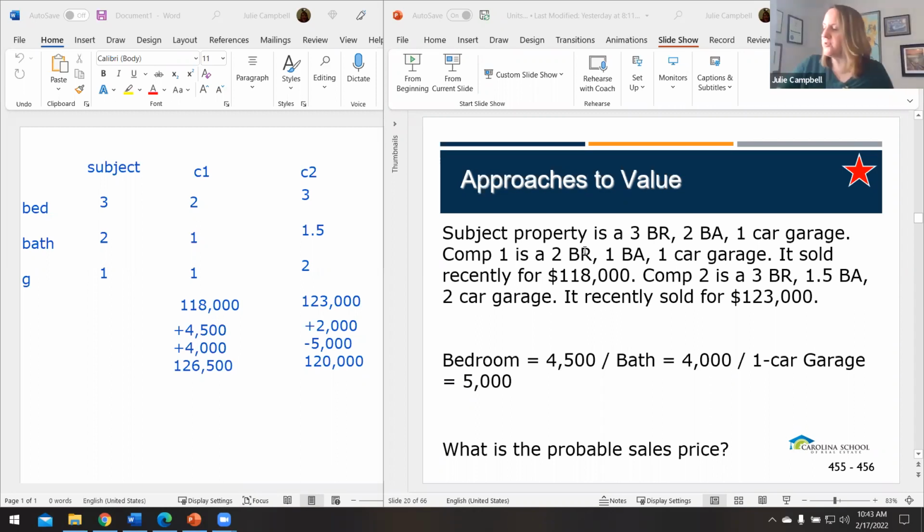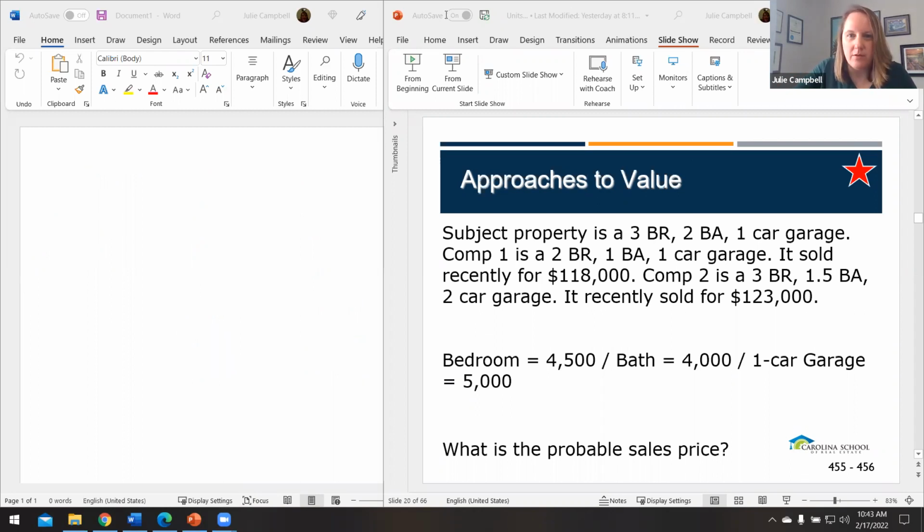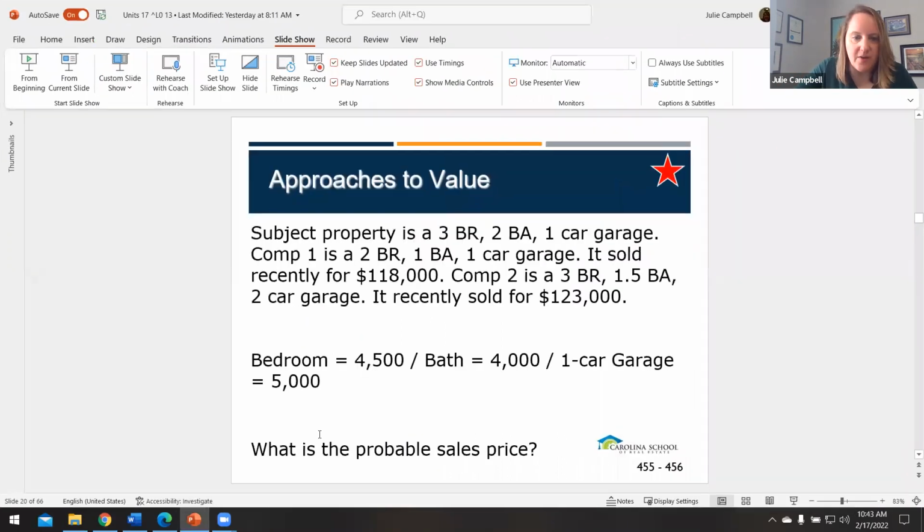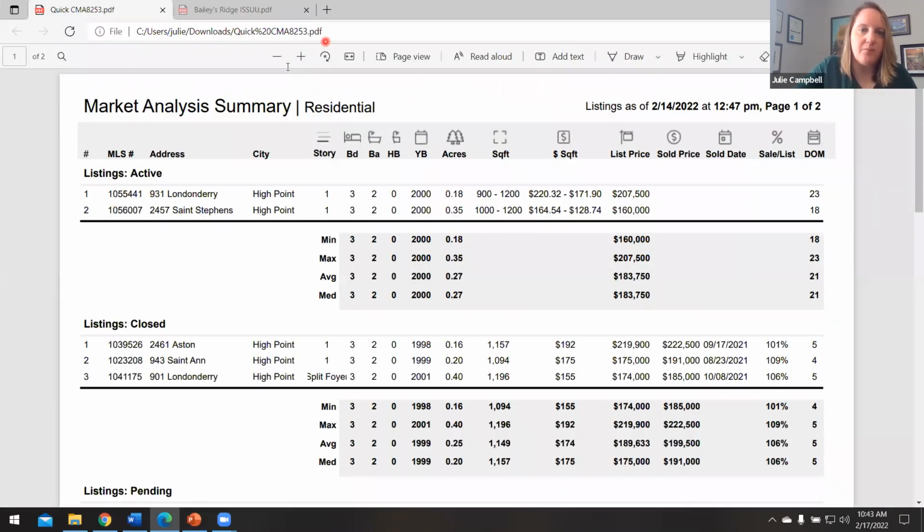Okay. So our sample sales comparison is on 446. I went to MLS the other day and pulled a sample CMA, for when I'm going to my listing appointment, or when my buyer says, how much should I offer? The information at the top is our legend. So you have the MLS number, the address, the city, how many stories it is, bedrooms, full baths, half baths, the year built, acres, square foot, cost per square foot, the list price, the sold date, the sale list ratio, and then DOM stands for days on the market.